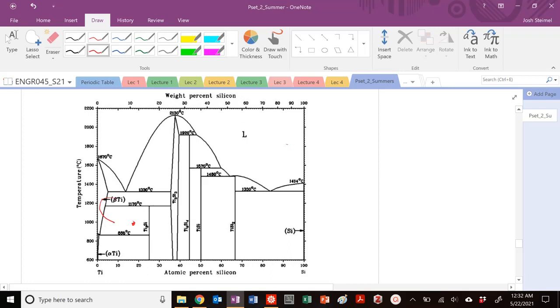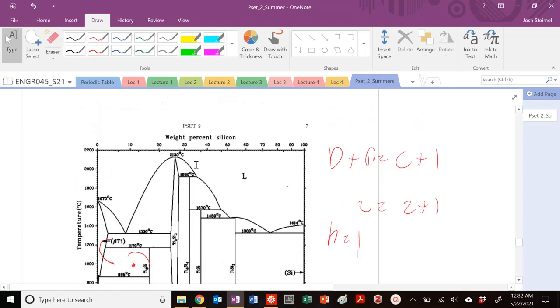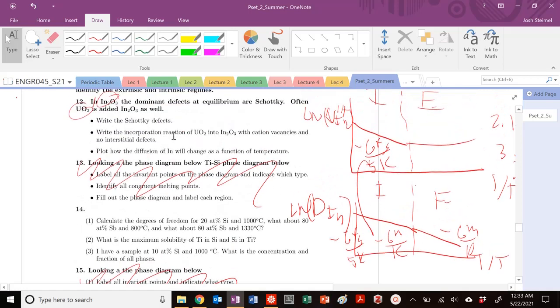Well, I'm in this phase plus this phase. So my Gibbs phase rule is D plus P equals C plus 1 for a binary phase diagram. P is my number of phases. In this region it's 2, so my degrees of freedom is 1. Great. What about 80 and 800?